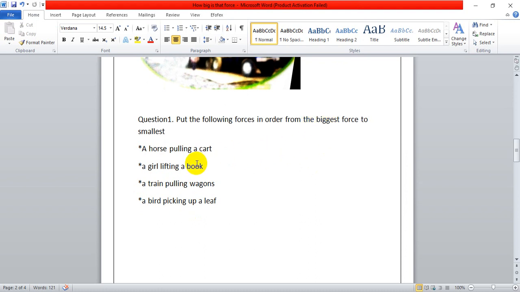So which is the biggest force here? A horse pulling a cart, or a girl lifting a book, or a train pulling wagons, a bird picking up a leaf. Here a train pulling wagons is the biggest force. So you have to write this first. Then continue. Okay, arrange the forces in order. Write this in your notebook. Okay, dears.